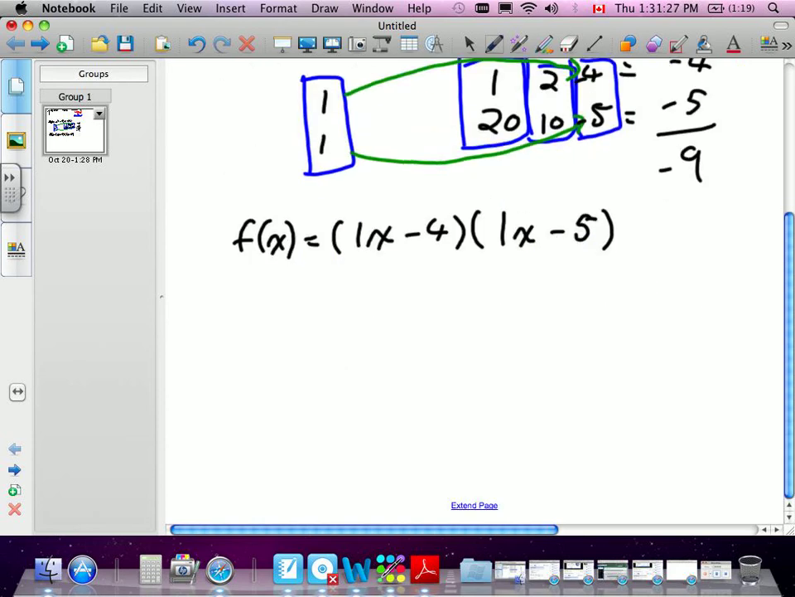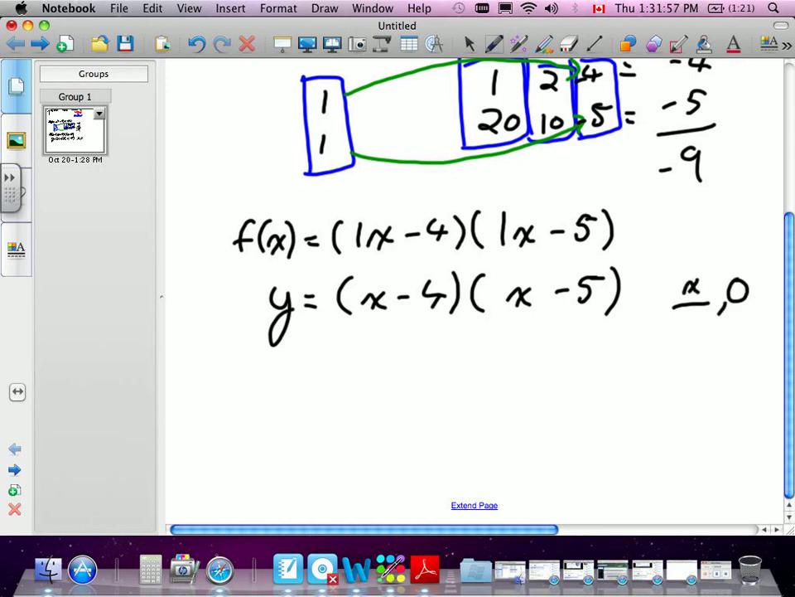So the first thing I'm going to do is I need to find the X intercepts. So I'm going to change f of x into y. They're both the exact same thing. And in order to find an X intercept, I'm going to be looking for our x value, and I know my y value is 0 for an X intercept. So I'm going to plug 0 in for y. We get x minus 4, x minus 5.